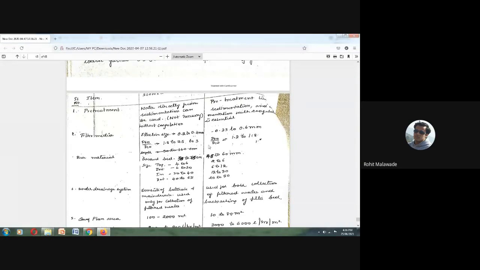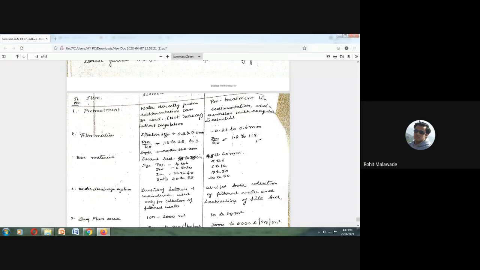Now next is your D60 to D10 ratio. For your slow sand filter, it is 1.8 to 2.5, or it can vary up to 3. Whereas in case of your rapid sand filter, it varies between 1.2 to 1.8. So for slow sand filter, it is 1.8 to 3, and for rapid sand filter, it is 1.2 to 1.8. This is also one of the differences between your slow sand filter and the rapid sand filter.